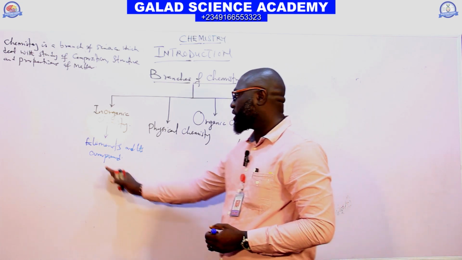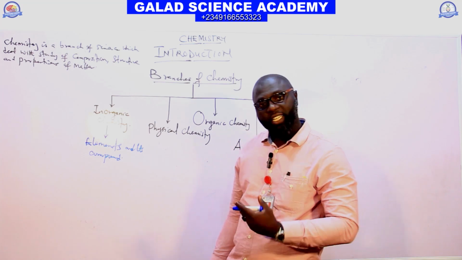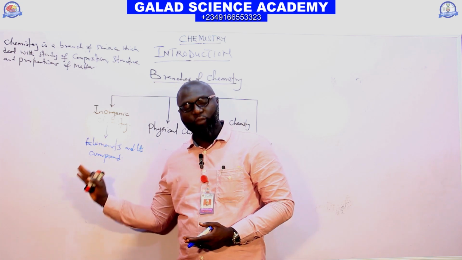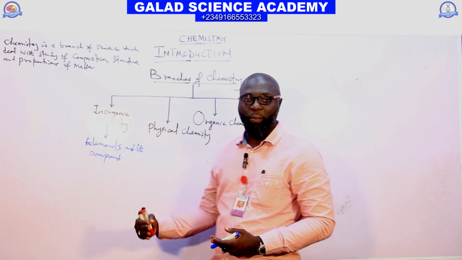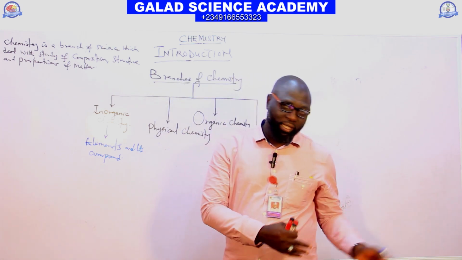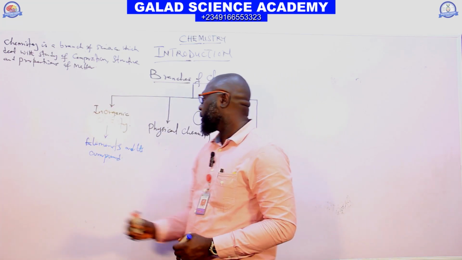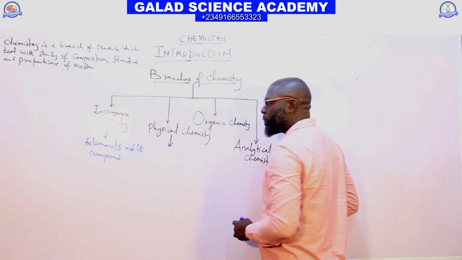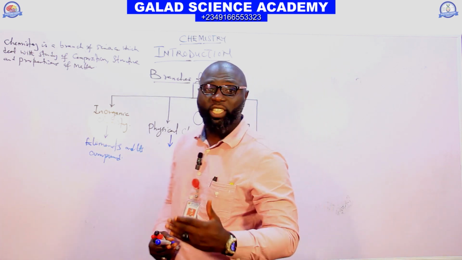Take for instance, if you are studying group 1 elements and their compounds, you are doing inorganic chemistry. The study of group 1 elements, alkali metals, alkaline earth metals, group 2 elements, boron family, group 3 elements, transition elements, non-metals, you are doing inorganic chemistry.